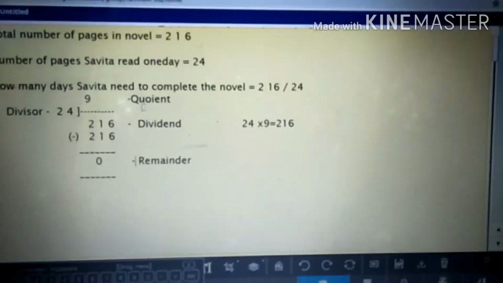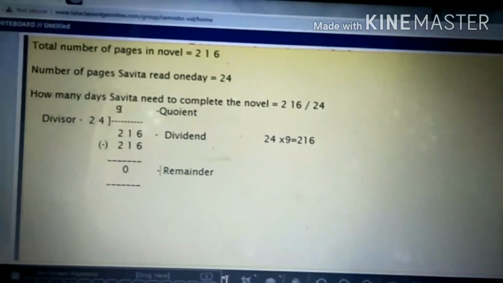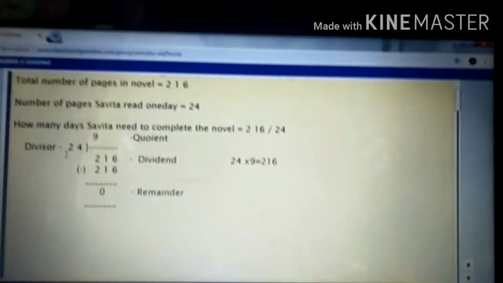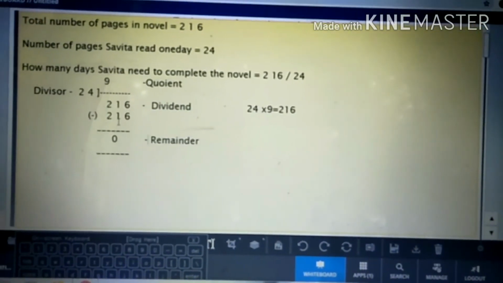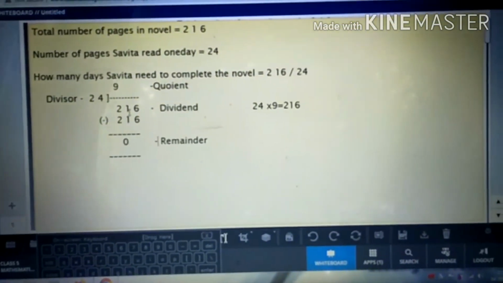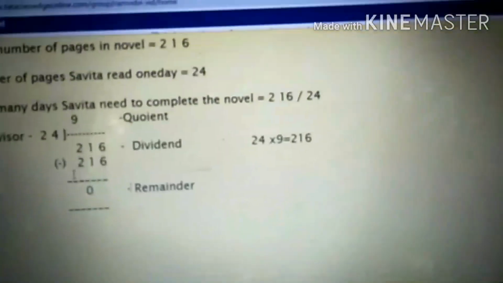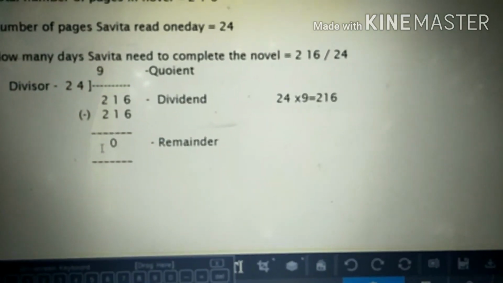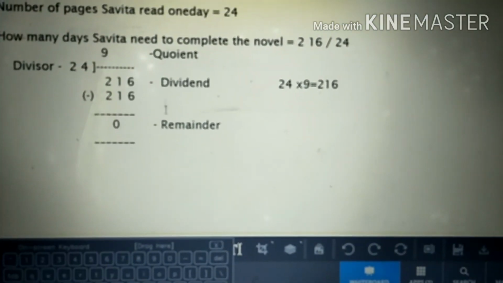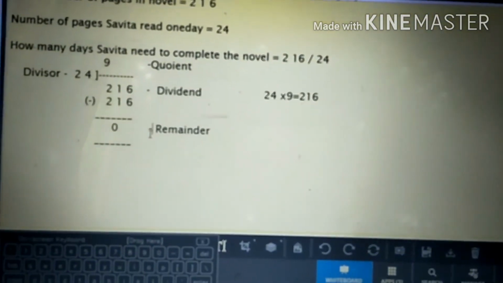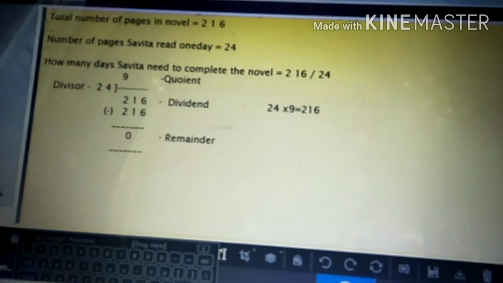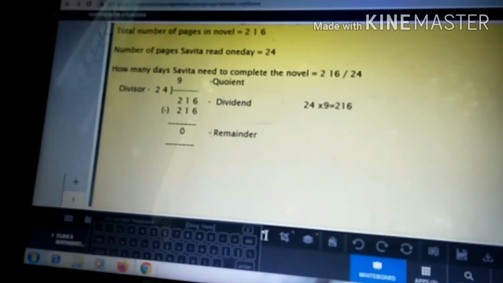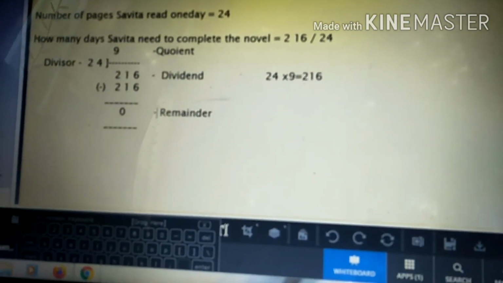So the 9 I write above the line. Then 216 I write below the 216. Now I subtract 216 from 216. I get 0. So 9 is the quotient and 0 is the remainder here. So students, I hope today you have learned the difference between multiplication and division. Thank you.